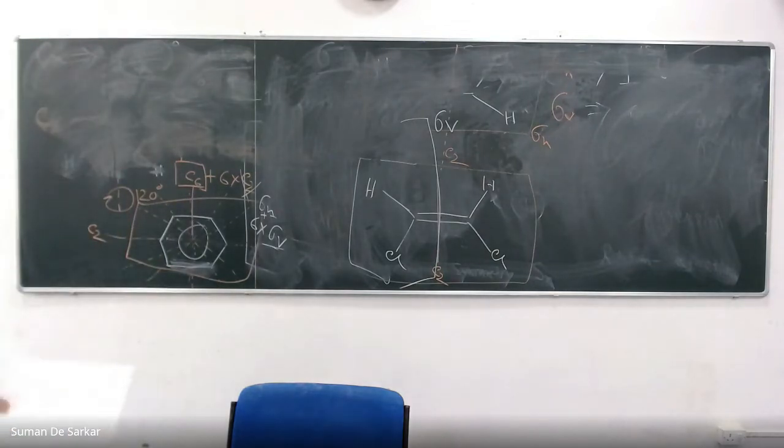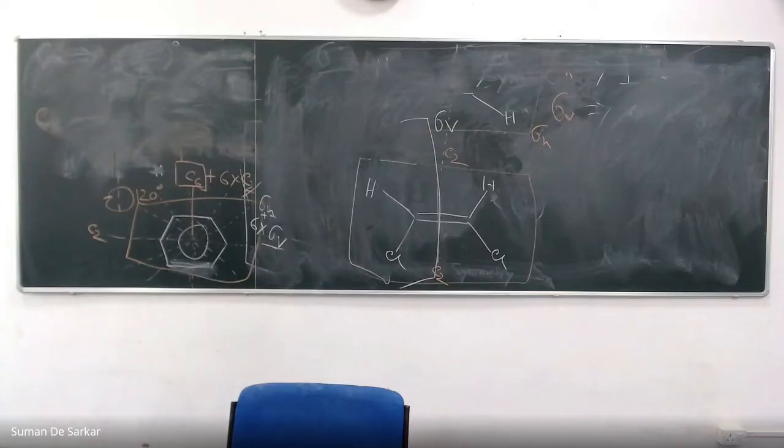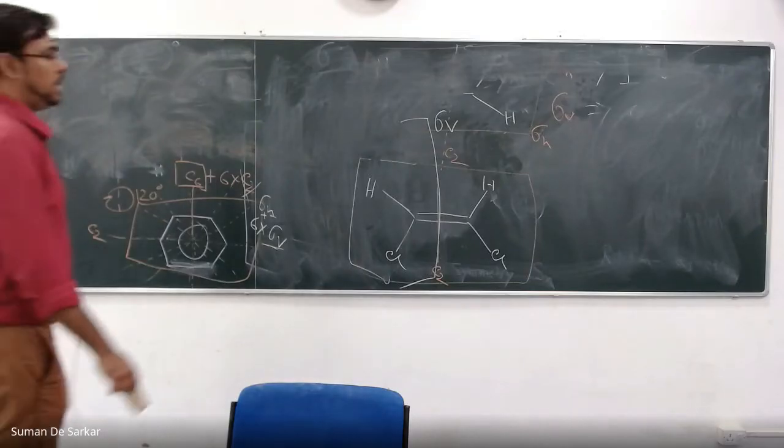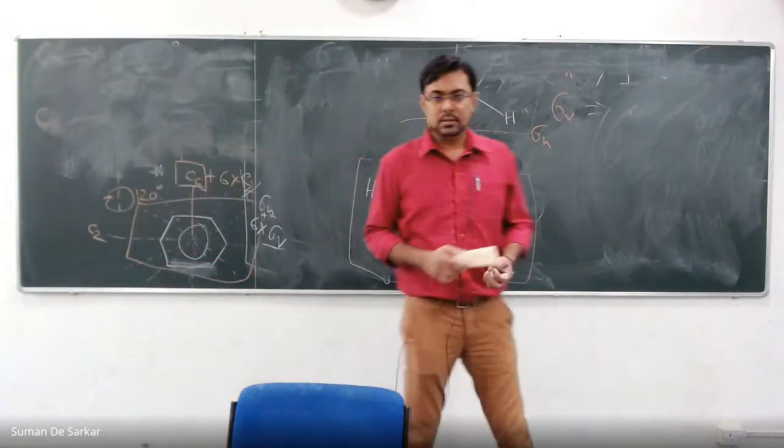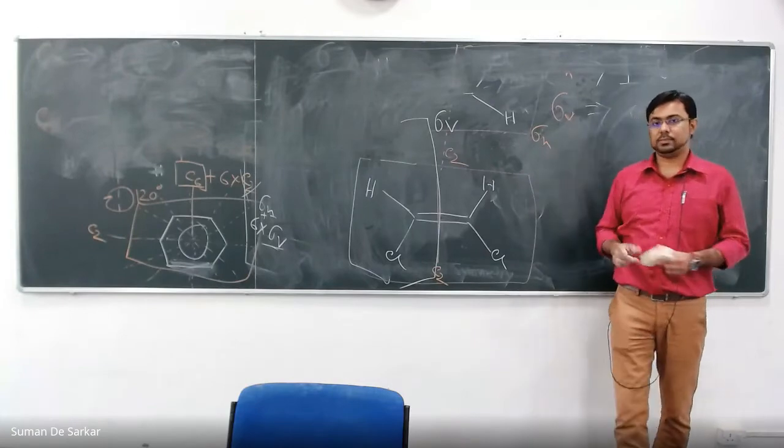Okay, so the principal axis is considered as C6 here. Yes, definitely. When there are multiple Cn axes, the axis with the highest n value will be considered as the principal axis. Okay, now got it.